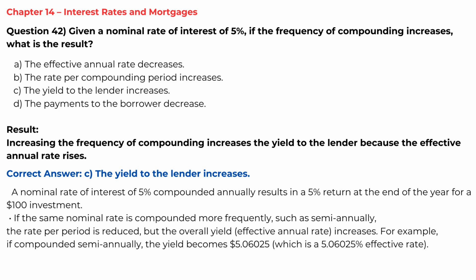A nominal rate of interest of 5% compounded annually results in a 5% return at the end of the year for a $100 investment. If the same nominal rate is compounded more frequently, such as semi-annually, the rate per period is reduced, but the overall yield, the effective annual rate, increases. For example, if compounded semi-annually, the yield becomes $105.0625, which is a 5.0625% effective rate.